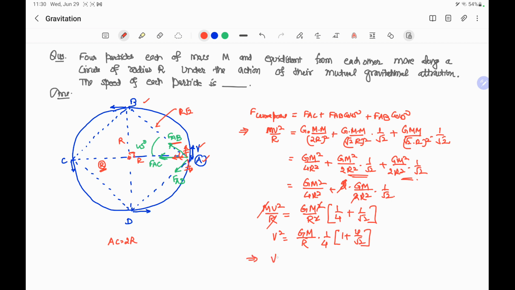This implies that v will be equal to square root of GM by r into 1 by 4, and this 4 by root 2 can be written as 2 root 2. And further we can write this 4 on taking the square root, it will be 1 by 2 root GM by r into 1 plus 2 root 2. So this is the speed of each particle performing the circular motion.